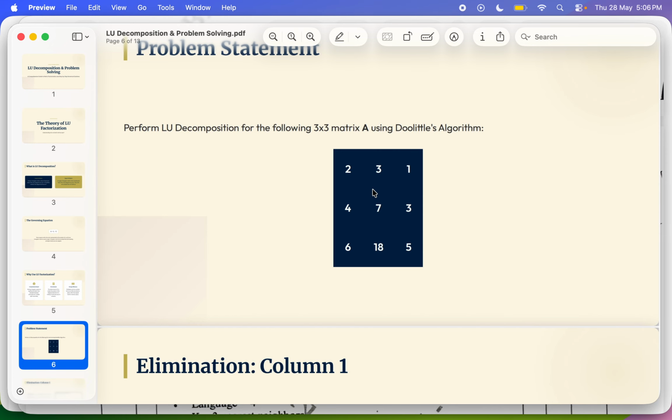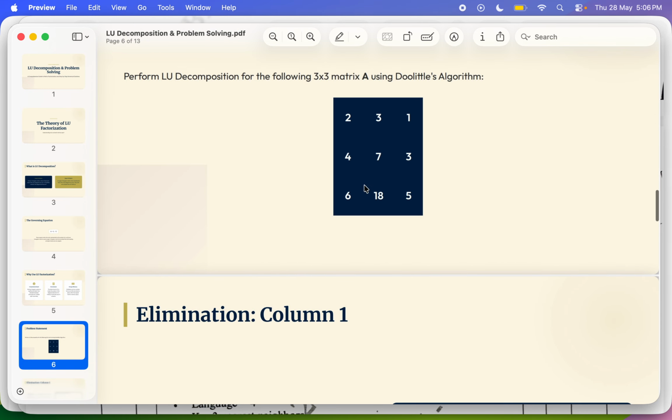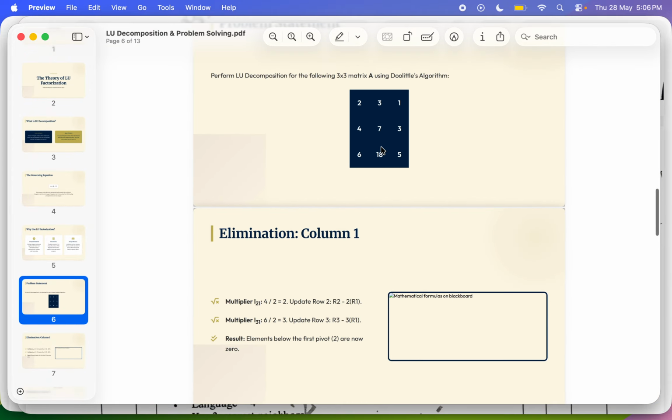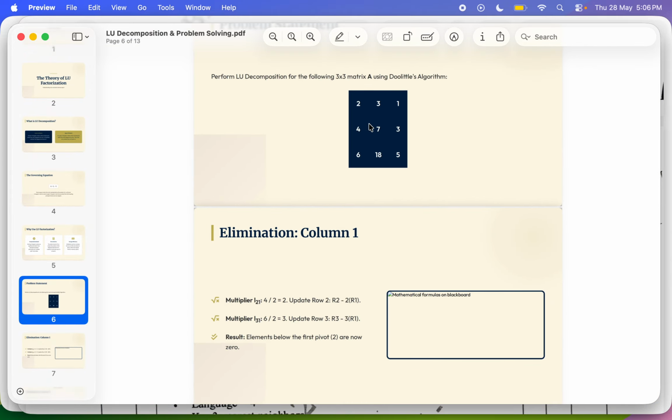The problem given is a 3 cross 3 matrix. Now you have to solve this one. You have to make 4 as a 0. First we are calculating the upper triangular matrix. For that, the lower triangular positions should be 0, that is 4, 6 and 8. These locations we have to make 0, and the upper values should be present.